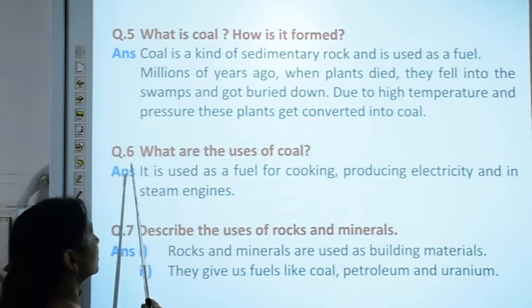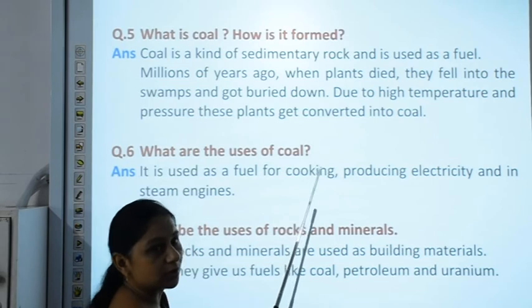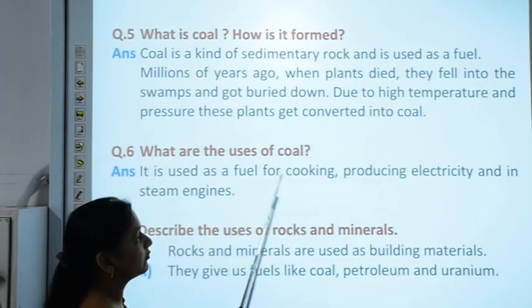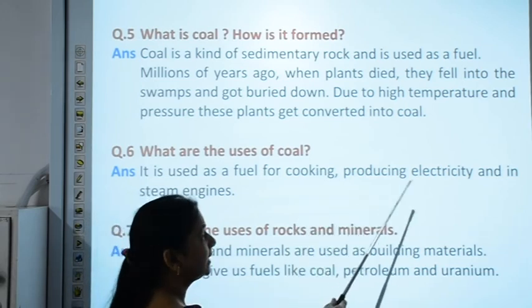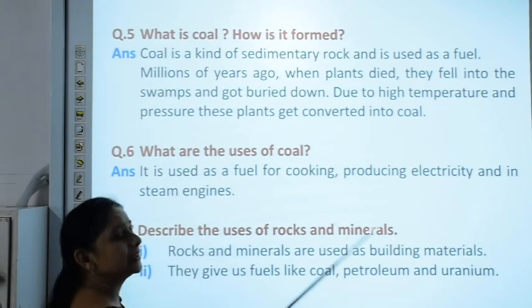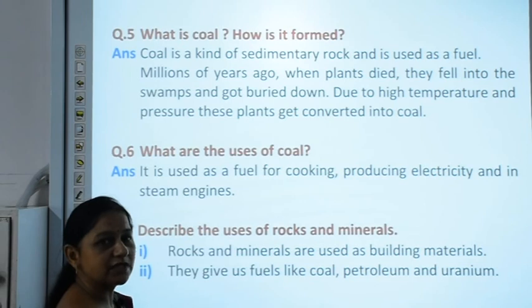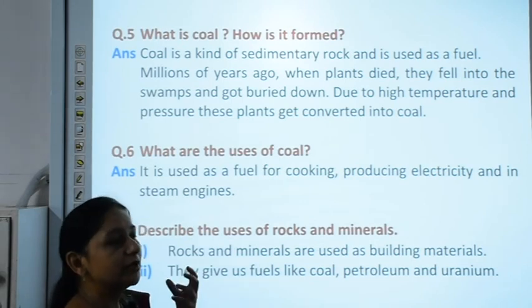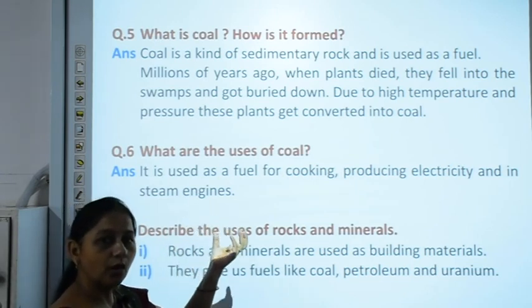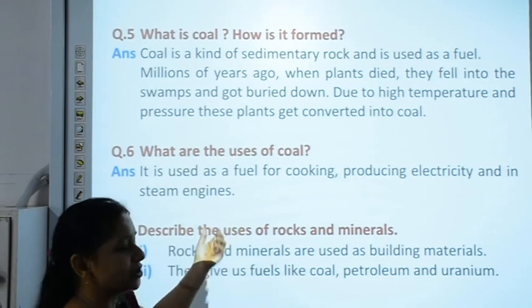Now, next, question number 6 is, what are the uses of coal? Now, where is this coal used? It is used as a fuel for cooking, for producing electricity. In thermal power plants electricity is produced with the help of coal, and in steam engines. But nowadays we have electric engines. Previously we used to have steam engines where coal was used to produce energy to run these steam engines.